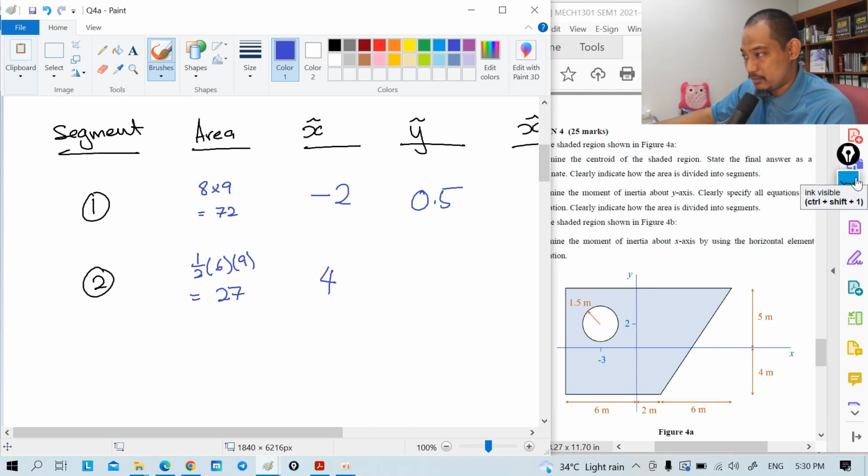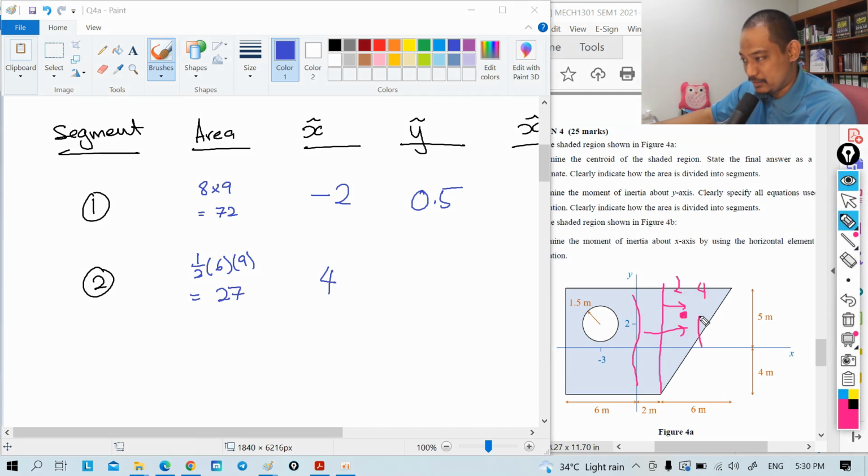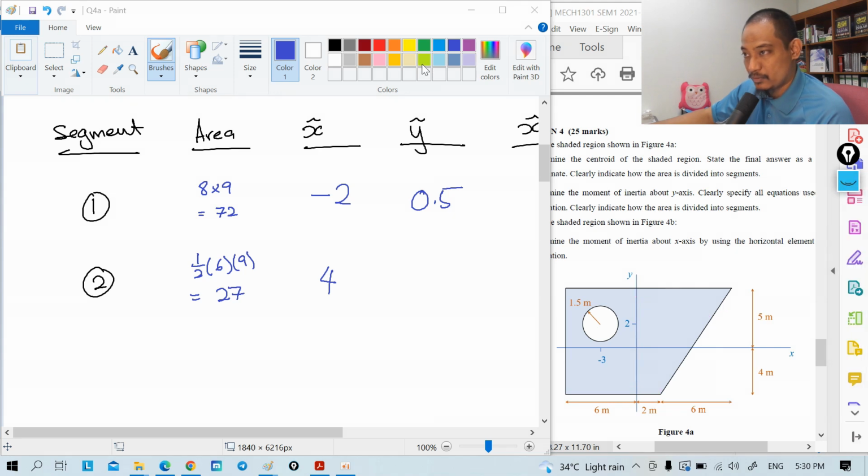And the vertical distance is this one. Total height is 9. This is 3, this is 6, meaning 1/3, 2/3. But the coordinate is from here to here, meaning this 6 minus 4 becomes 2, positive 2.